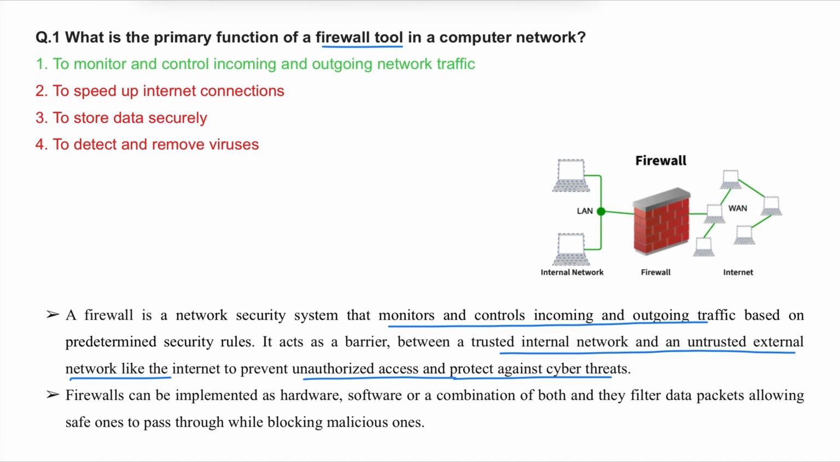Firewalls can be implemented as hardware or software or a combination of both, and the firewalls filter data packets, allowing safe ones to pass through while blocking the malicious ones. The correct answer is option 1, to monitor and control incoming and outgoing network traffic. Firewall does not speed up internet connections. Firewall does not store data securely. Firewall does not detect and remove viruses.